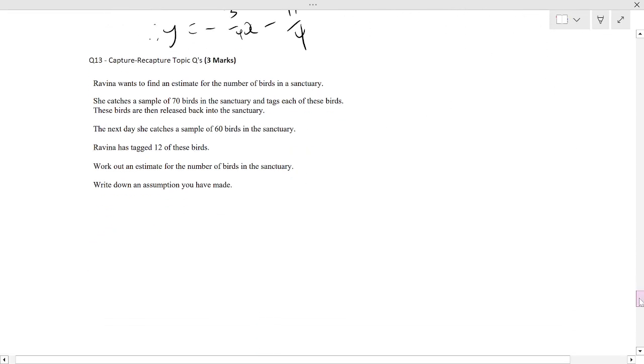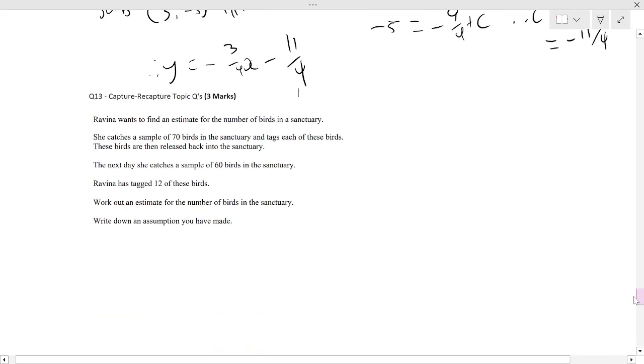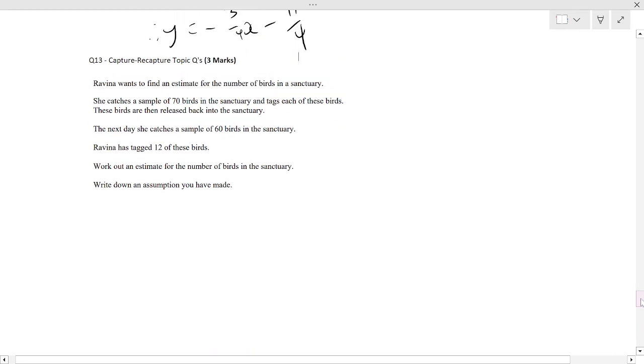Question 13 now. Right, is this the right order? Yeah, 12, 13. Okay, cool. Now we have a capture-recapture question, where we tag a sample of something, then on the next day we take another sample to see how many of the tagged birds arrive, so we can estimate the number of birds. She takes a sample of 70 and tags them. Then the next day she captures a sample of 60, and 12 of them are tagged.